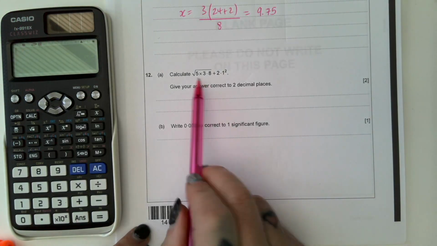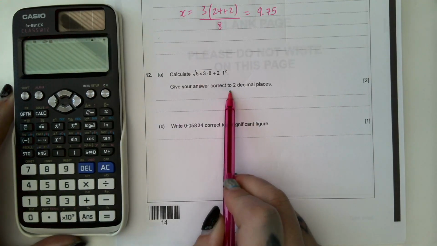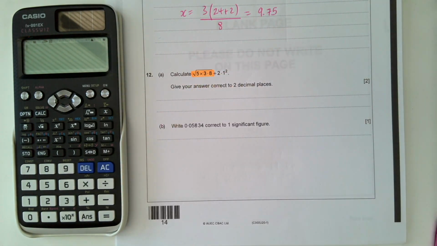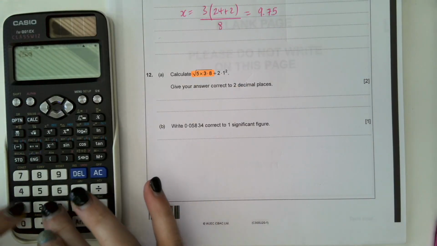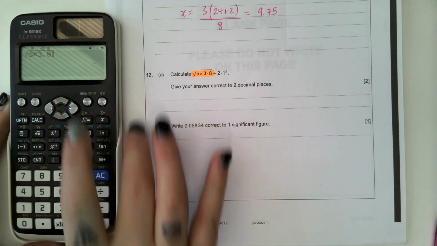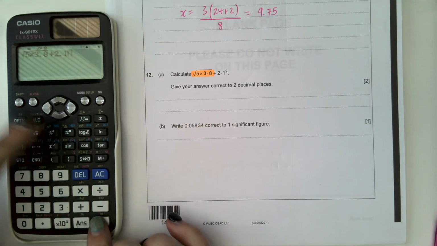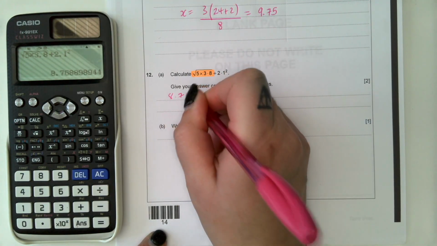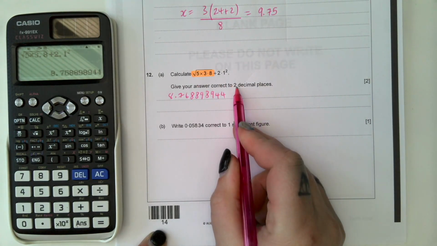Question 12a, calculate this sum, give your answer correct to 2 decimal places. So we're going to enter this into our calculator, but what's really important to note is the only values inside that square root are those values. The add 2.1 squared is separate. So I'm going to put the square root symbol in, 5 times 3.8, but then I'm going to arrow off and out of my square root before I do the add 2.1 squared. So I'm going to write down the whole thing to start off with. And then I'm going to round it to 2 decimal places.